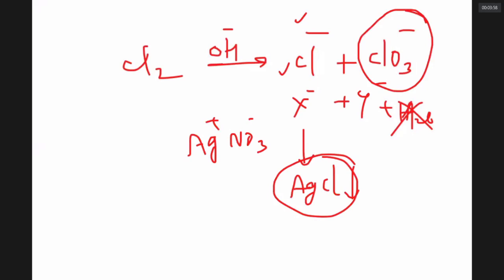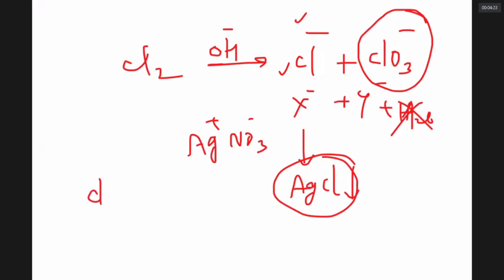Now he is asking about chlorate ion. In chlorate ion, what is the bond order of the ClO bond? Here X is chloride, no sir? Yes, X is chloride. He is asking about Y.